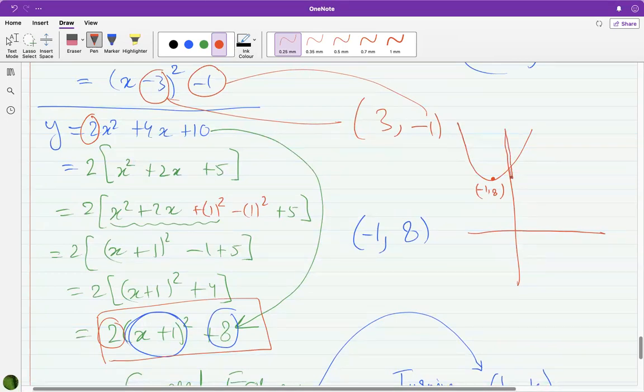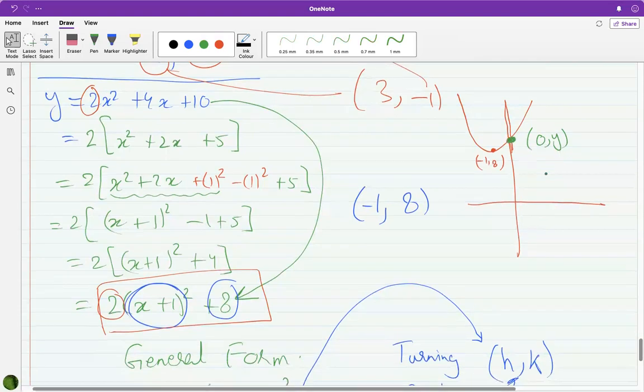The requirement of the question was to label the turning point and any point of intersection. So now this is our point of intersection marked in green. At this point, I am very sure that x is 0 and y is unknown. Any doubts about this point? Coordinate geometry: x is 0 and y is unknown.